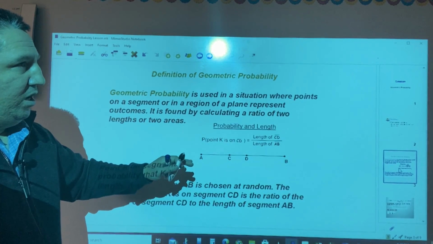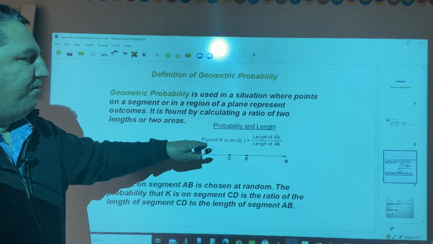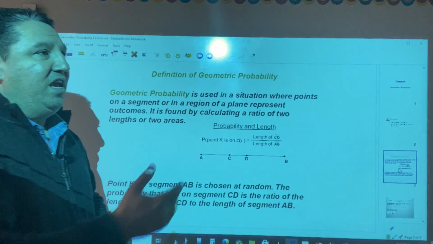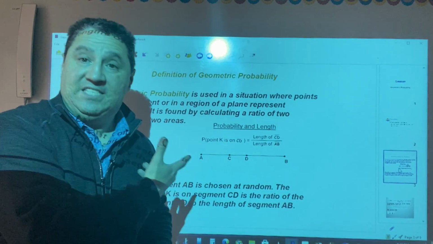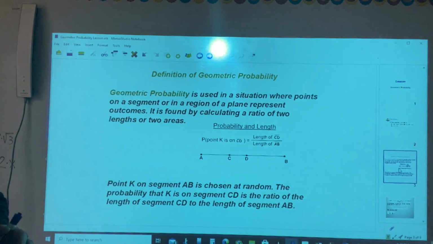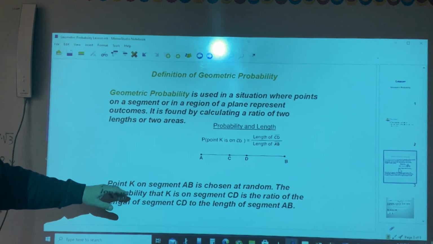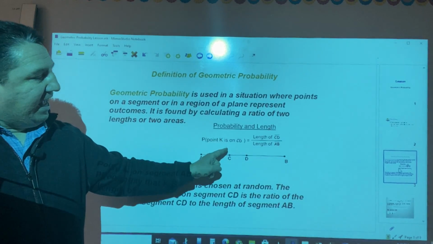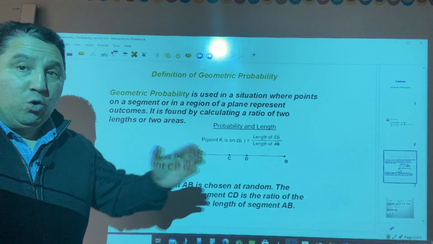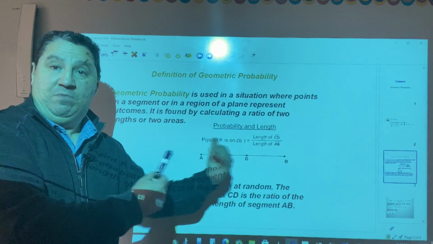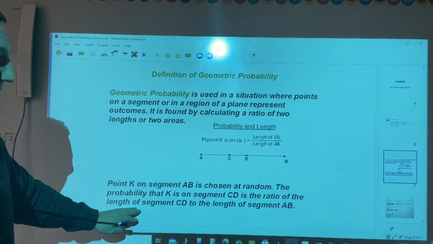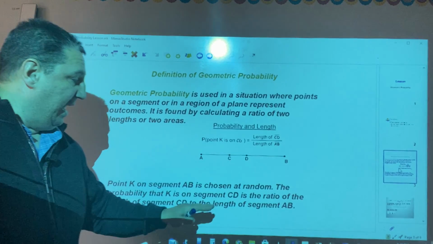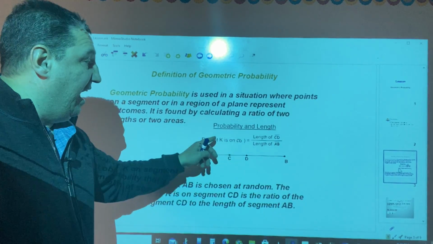In this example, we have to find the probability that a point, let's say K, is on a certain segment, let's say CD. Now, if we choose point K on a segment AB randomly, the probability that point K is on the segment CD, which is a part of segment AB, is the ratio of the length of segment CD to the length of segment AB.